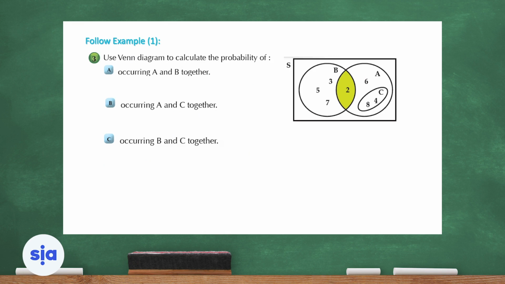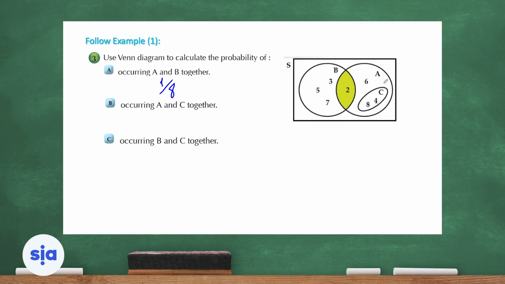So here, use the Venn diagram to calculate the probability of A and B occurring together. If you check here, here's A and here's B. So where's the intersection between them? Yes, it's this. So it's only one number over how many numbers do we have? 8 numbers.